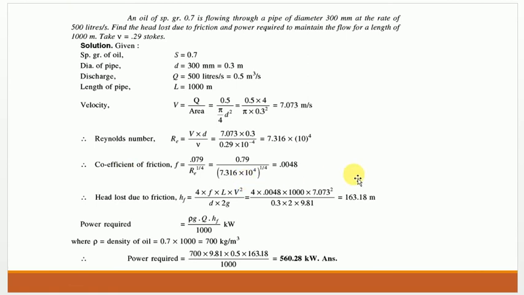So hope you have got some idea about the frictional loss, and how to overcome this with the additional power.